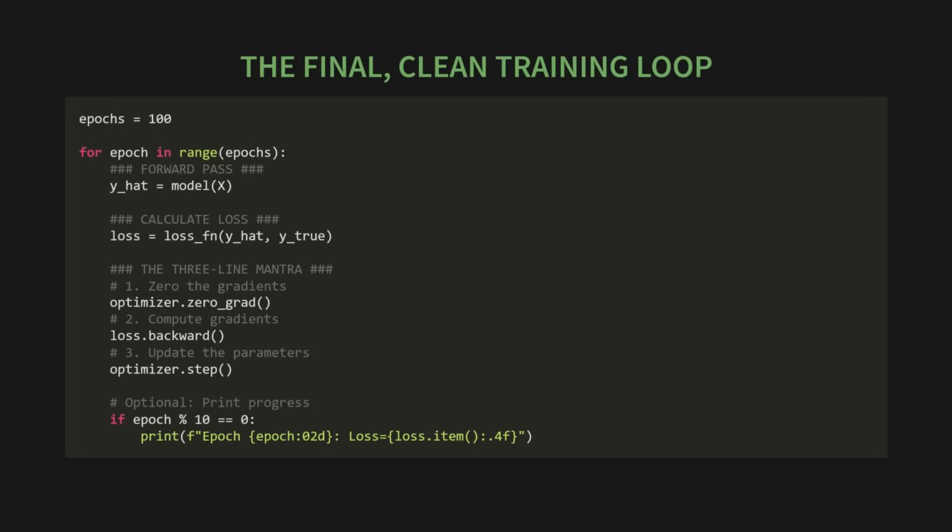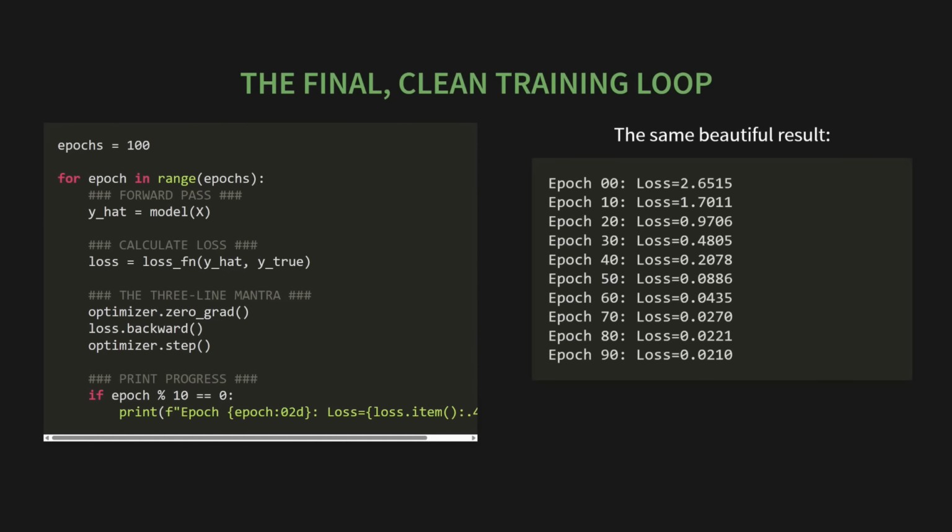1. Zero the gradients: optimizer.zero_grad. 2. Compute the gradients: loss.backward. And 3. Update the parameters: optimizer.step. And that's it. We can add an optional print statement to watch our progress.